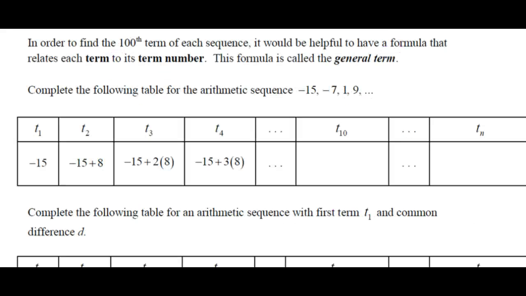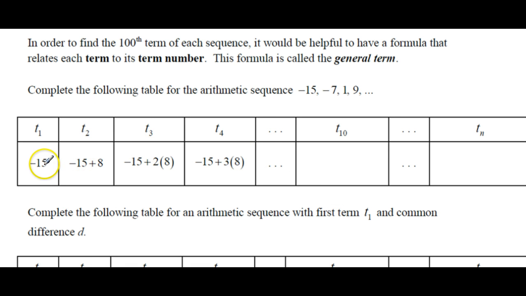In order to find the 100th term of each sequence, it would be helpful to have a formula that relates each term to its term number. In other words, we don't just want to keep going until we hit the 100th term. We want to come up with a way to get there in one step. Complete the following table for the sequence.